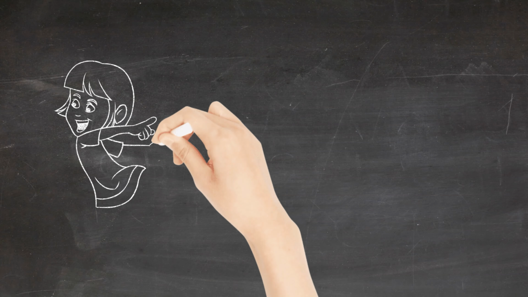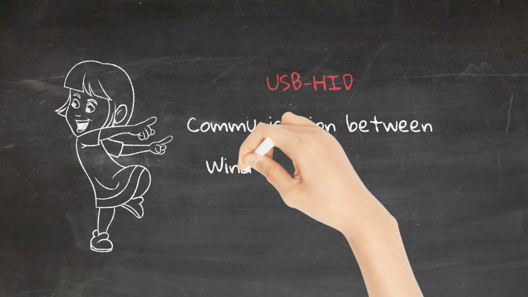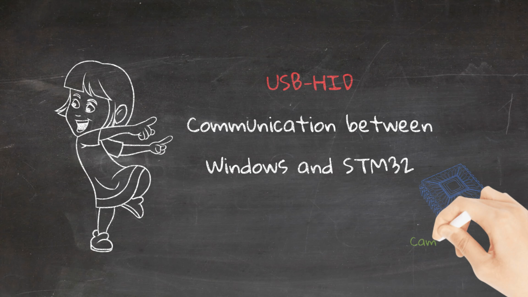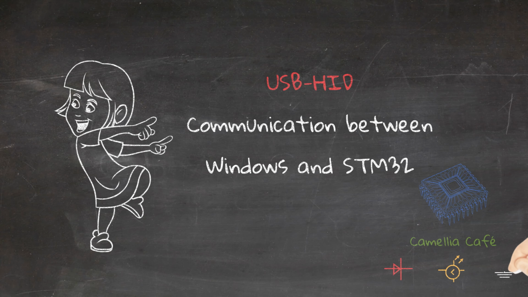Today, we talk about USB HID communication between Windows and STM32. This is a very practical solution for driverless USB communication, and it is widely used in embedded systems.